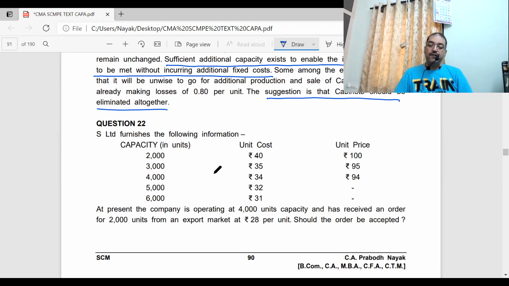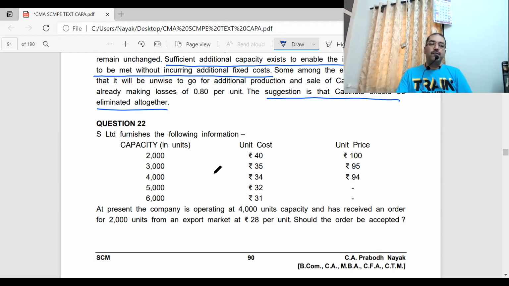S Limited furnishes the following information. You are given capacity in units 2,000, 3,000, 4,000, 5,000, and 6,000. At different levels of capacity, your unit cost is 40, 35, 34, 32, and 31. Which means that if you are producing and selling 2,000, you are having a capacity of 2,000 units, then you will have a per unit cost of 40 rupees.